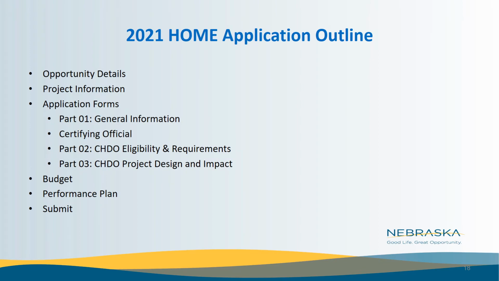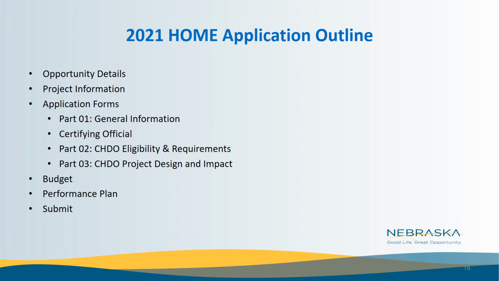The 2021 home application outline. So within the AMPLA system, it'll walk you through each one of these sections. Your first section would be your opportunity details, and then your project information. And then it goes into the application forms, which part one includes your general information about your organization and lists out your certifying official. Part two would be your total eligibility and requirements. And this is where you'll find that checklist that we went over to make sure that your total is eligible and meets all the requirements.